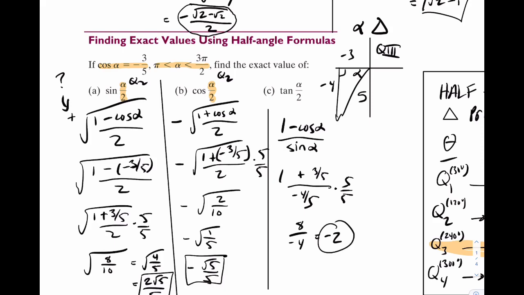Done. Now we could have also done a shortcut. A bunch of you probably did that already. Just do sine of alpha over 2 over cosine of alpha over 2, and then you also get -2. That's it.